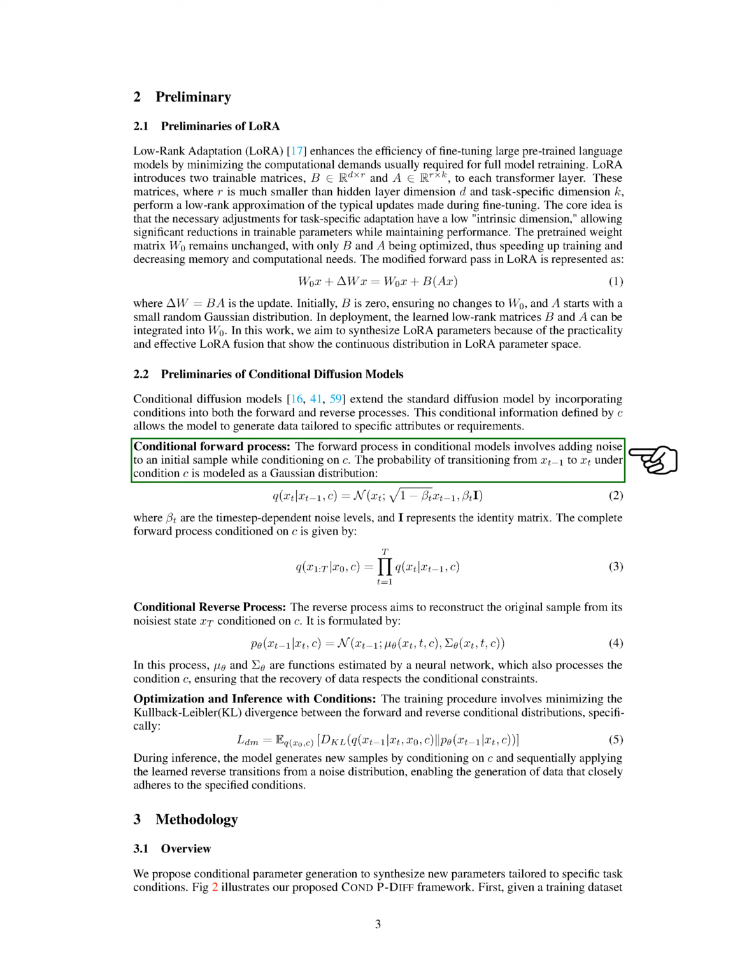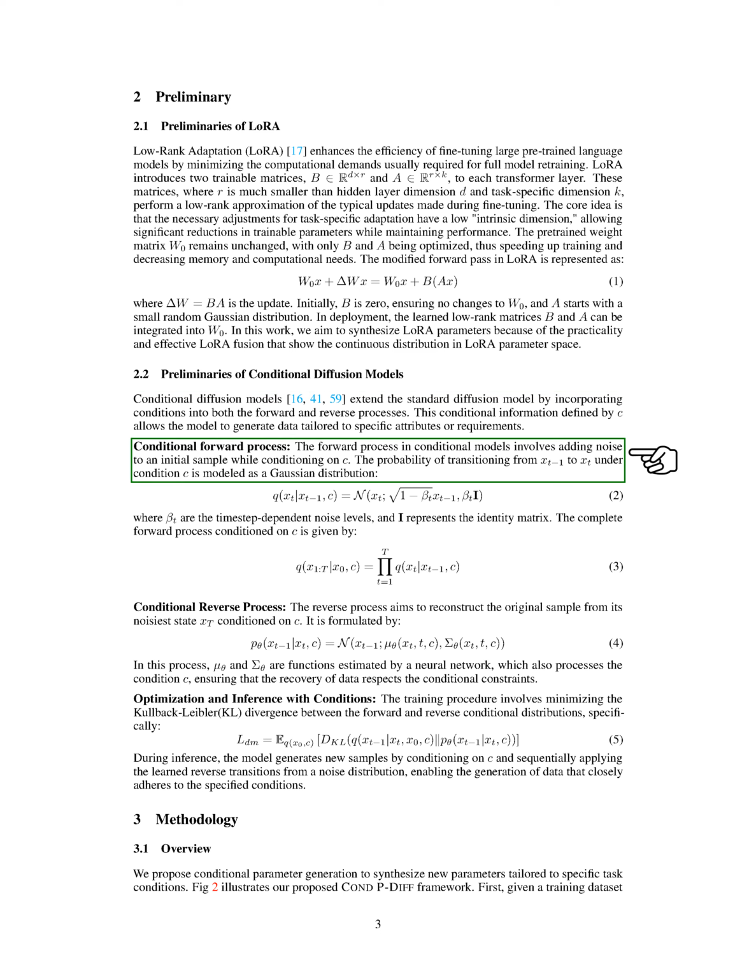For the conditional forward process, we add noise to an initial sample while considering C. The transition probability from one state to the next is modeled as a Gaussian distribution, where the mean is a scaled version of the previous state, and the noise level varies with time. The overall forward process conditioned on C is the product of these individual transitions over time.